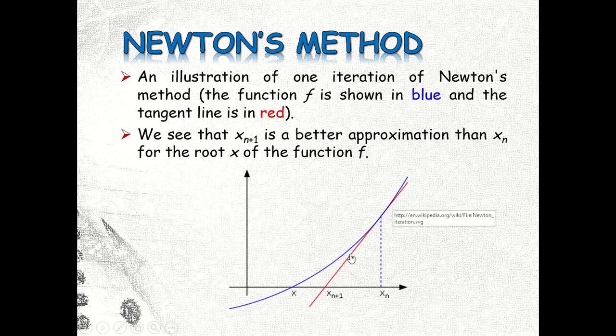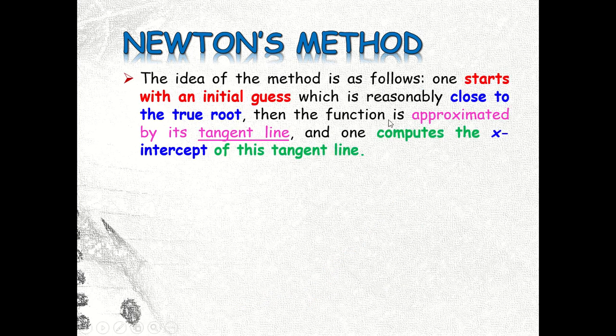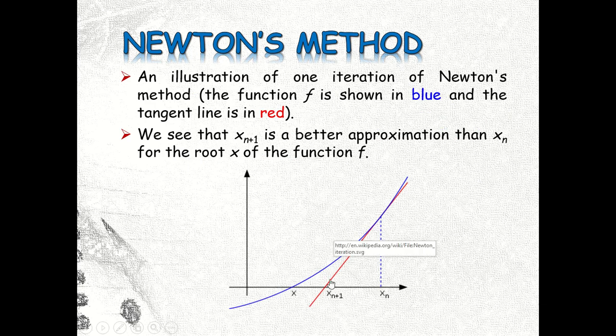Right, so this is the tangent line. So this function is approximated by its tangent line. This is the true root, this is the approximate root. This is the initial guess of the root. And one computes the x-intercept of the tangent line. So what is this x-intercept? The x-intercept is the value of x at the point where the tangent line crosses the x-axis. So what is the value of x at this point? Meaning the abscissa at the intersection of the tangent line and the x-axis.